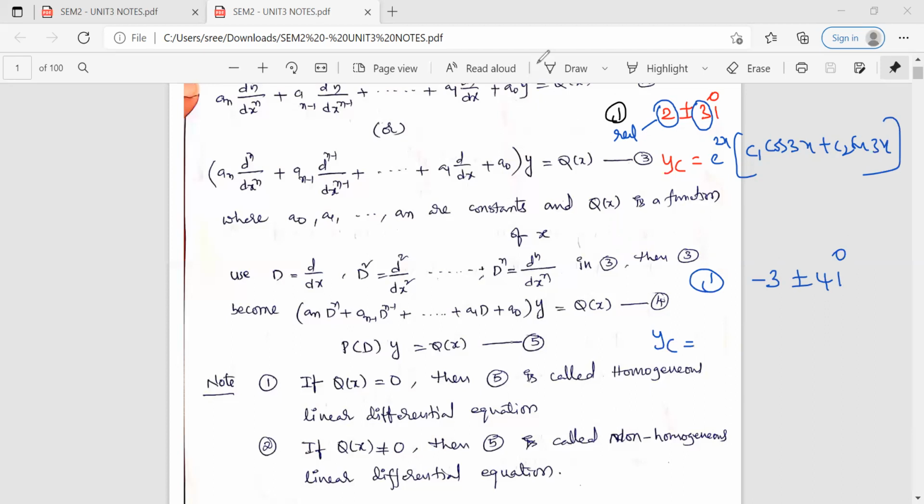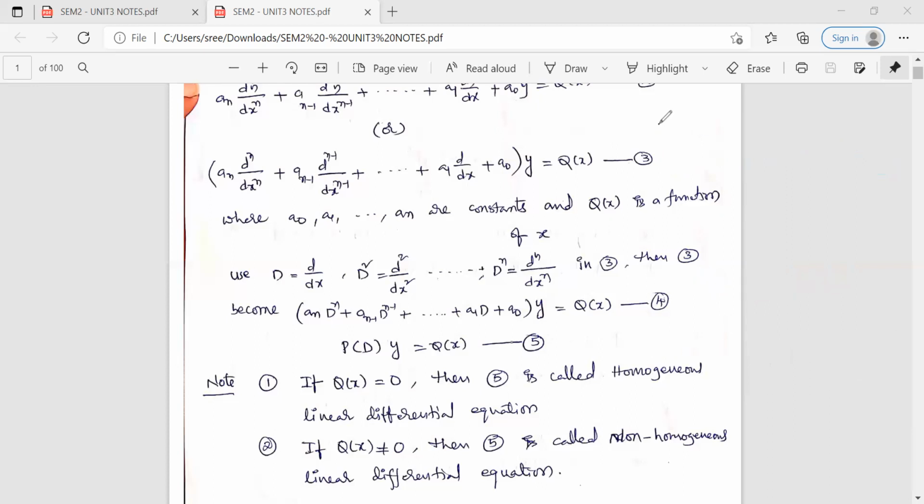Okay. If roots are -3 plus or minus 4i, then what is YC? What is the real part here? -3 is the real part, 4 is the imaginary part. So I write e power -3x into C1 cos 4x plus C2 sin 4x, like this.